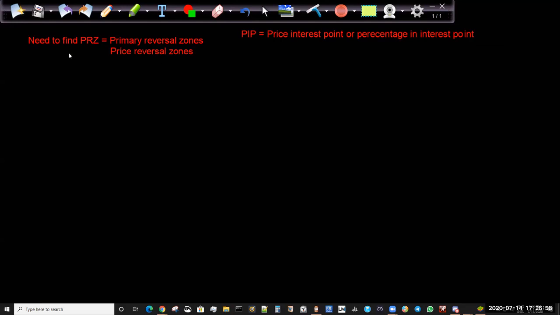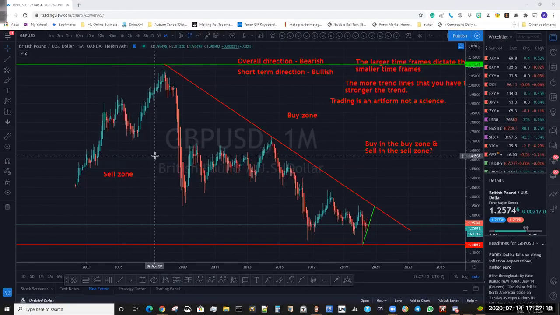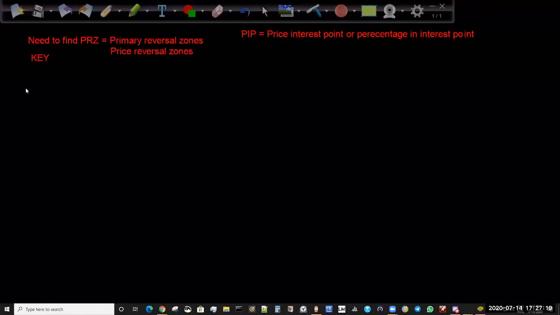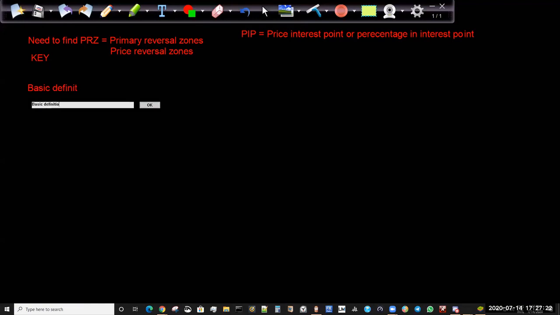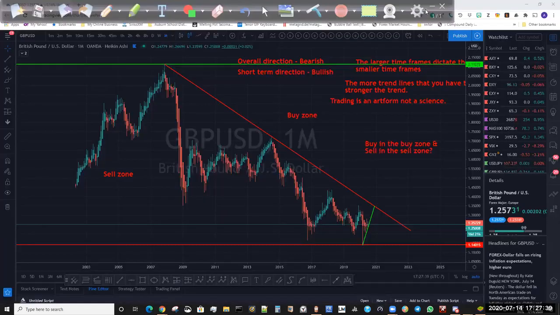That's PIP. Okay, these PRZ areas are key. That's why I capitalize it. It's key. How do we determine key PRZ areas? Okay, let's go back here first. The basic definition of a PRZ area is multiple price touches on the top and bottom. Okay, now let's go to the chart.